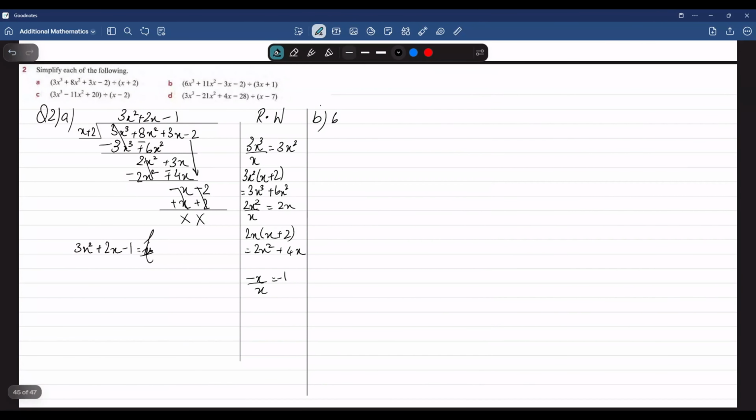For b, we have 6x cubed plus 11x squared minus 3x minus 2, and we divide this by 3x plus 1. In fact, I'm going to raise this up here to go directly into solving this question. Now we're going to do our rough work part here.